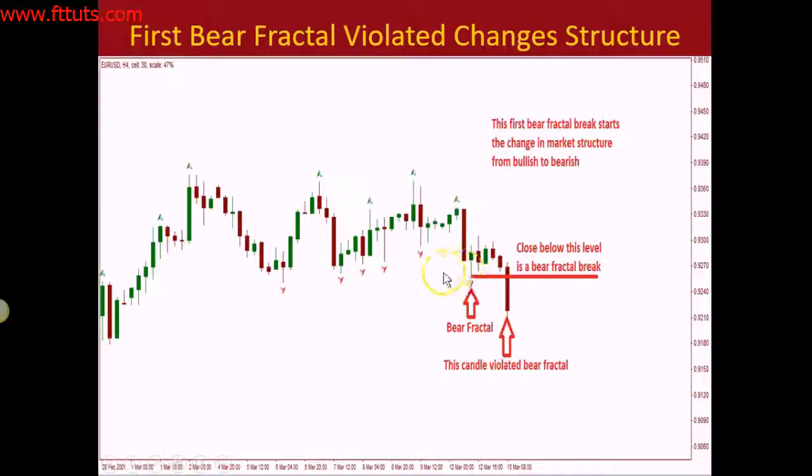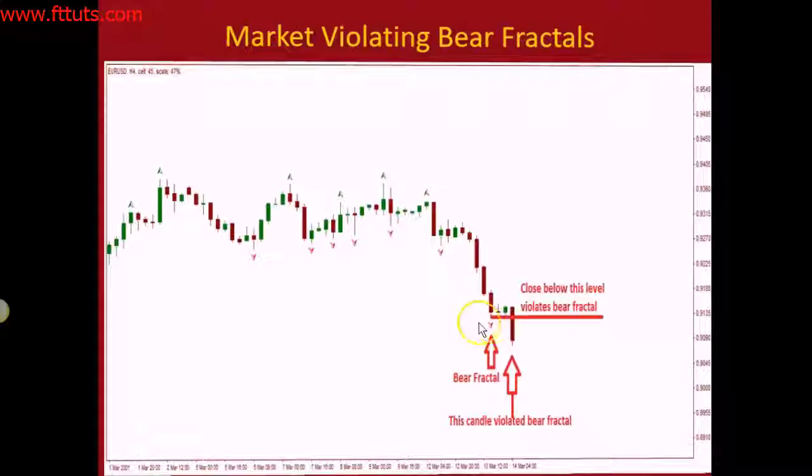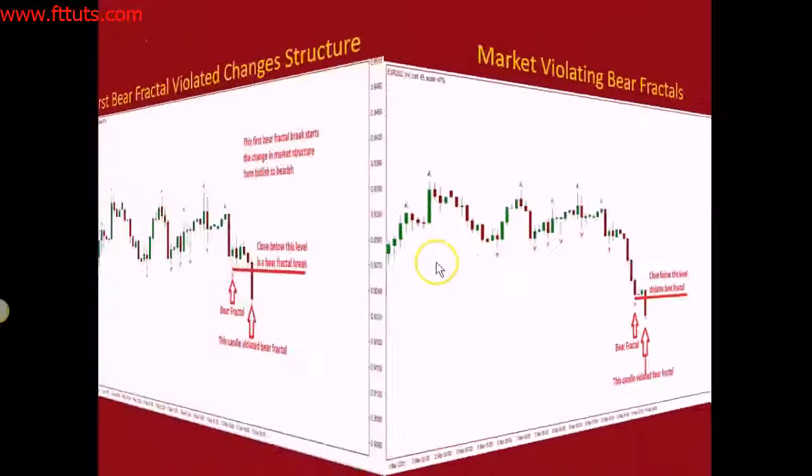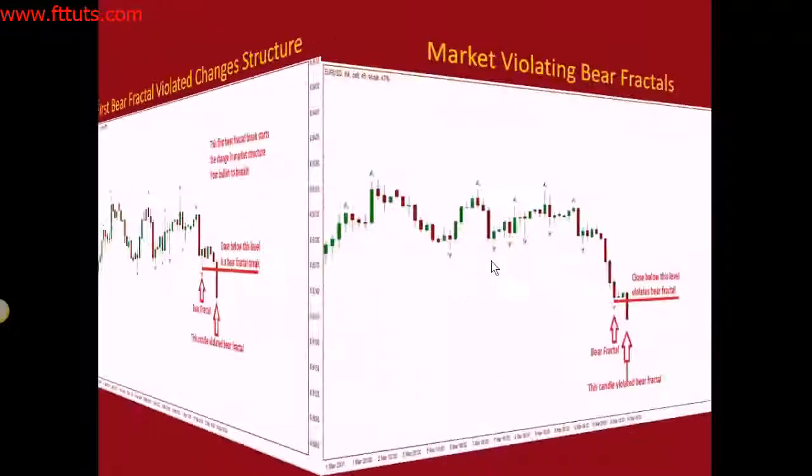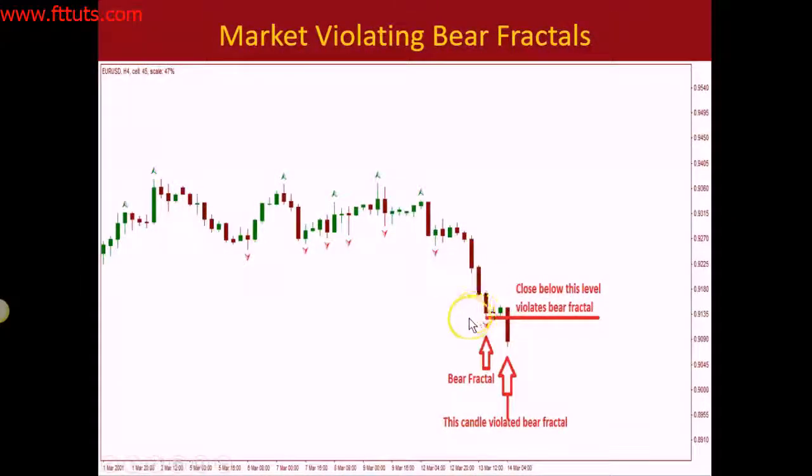But then you had a fractal break right here. A close below this level is a bear fractal break. That's a fractal break when it closes below. This candle violated the bear fractal right here. That's a close below. You should be trading to the downside. With that break, let's go back. We broke this fractal first. Therefore, we should be trading to the downside if we follow that concept.